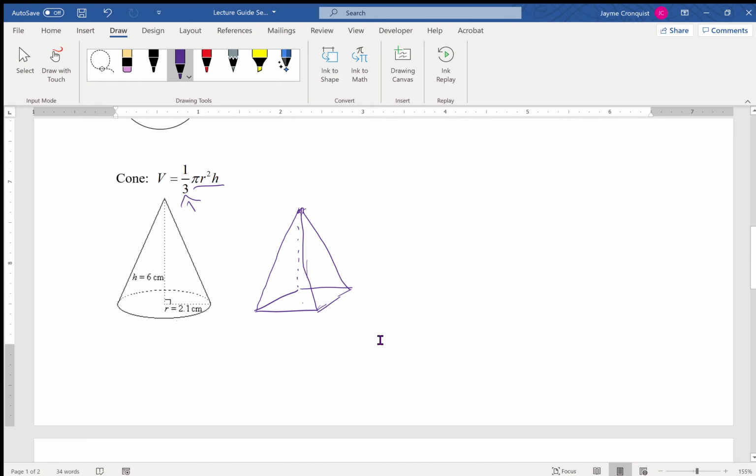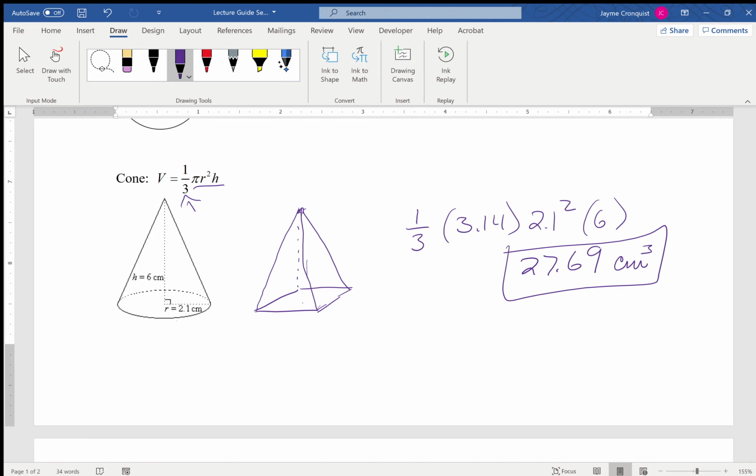All right, the cone we're given, we have 1/3 pi, 3.14, r squared, r is 2.1, times 6, which is my height. Okay, 3.14 times 2.1 squared times 6 divide 3. 27.69. And this is going to be, again, cubic centimeters, or centimeters cubed, your choice. Okay, that M looks kind of more like an N, but it's supposed to be an M.